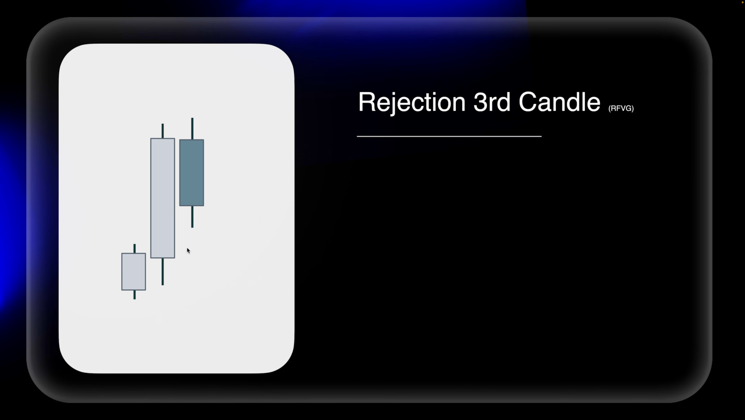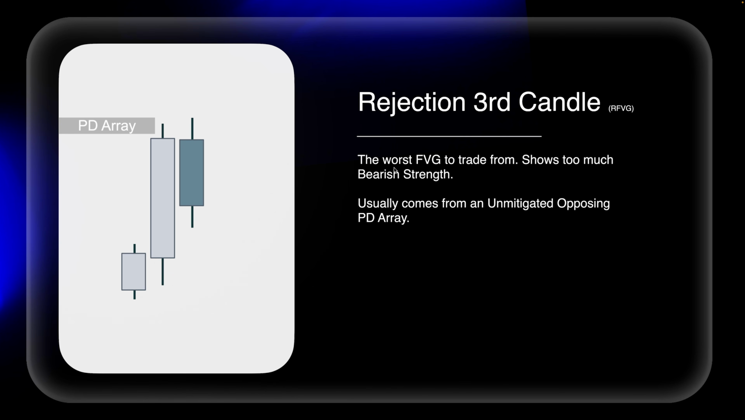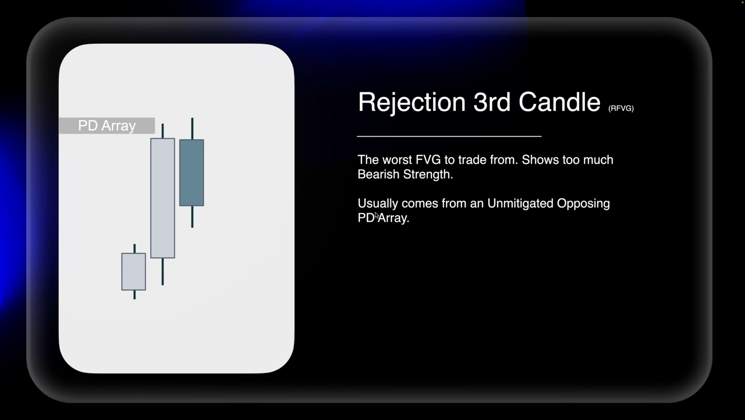Now, just for simplicity's sake and just so we know what we're talking about, I've named it an RFVG, rejection fair value gap. Now, when we see this three candle pattern, we want to, of course, go over, have we run into one of those unmitigated opposing PD rays? Because if we did, then we can also see that we are actually respecting that opposing PD ray, which tells us that there is some bearish strength in the market. Now, this is the worst FVG to trade from. It shows too much bearish strength. And of course, we can just simply inverse it if we're talking about a bearish fair value gap and there's too much bullish strength. Like we mentioned, it usually comes from an unmitigated opposing PD ray.